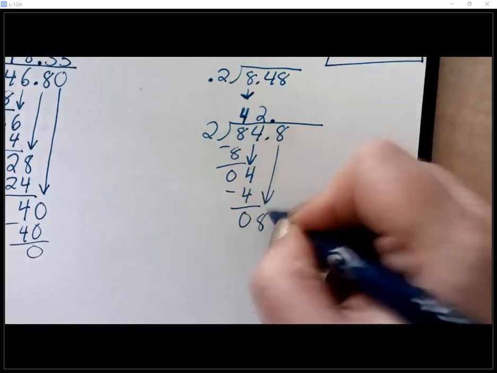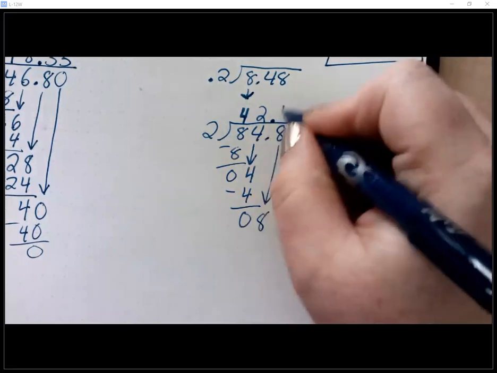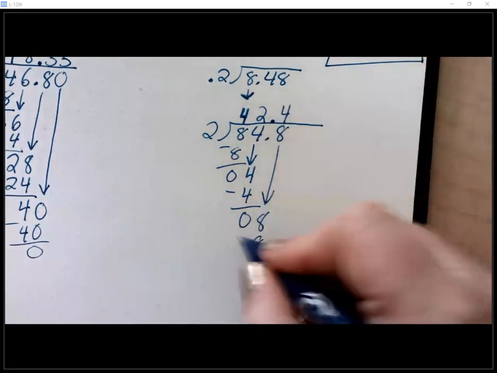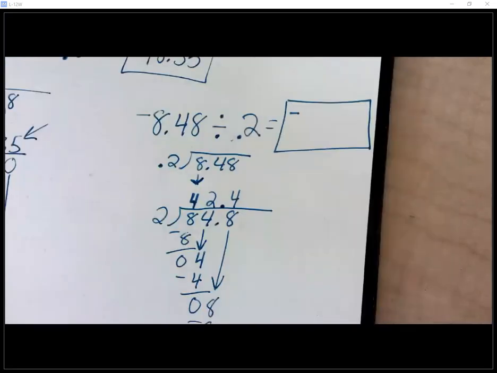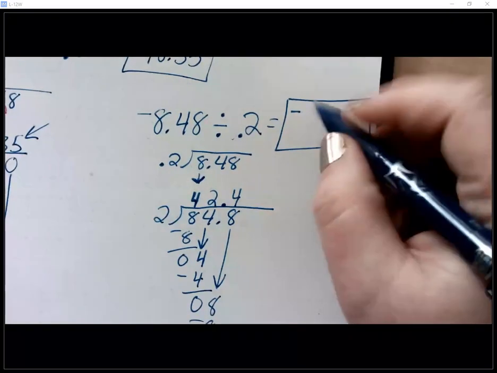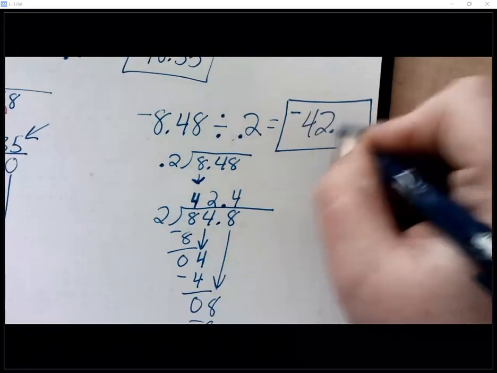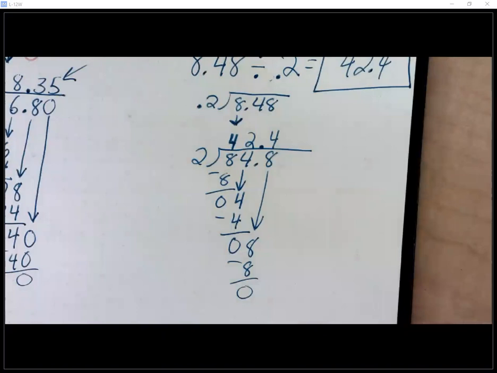2 goes into 8 4 times. And I'm left with a remainder of 0. So I know that I'm done. 42.4. And we had already figured out that that was going to be a negative. Okay, so there is a quick recap on dividing decimals. Now let's talk fractions. You ready?